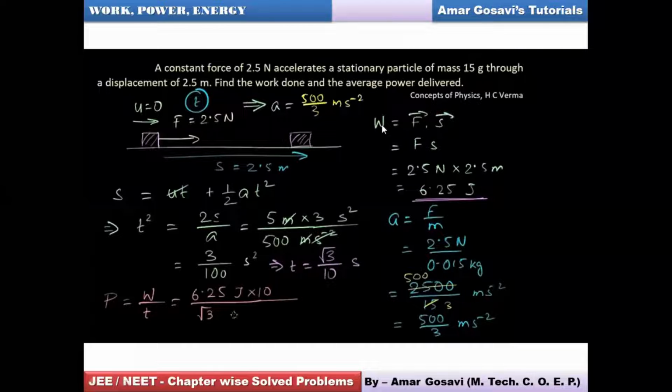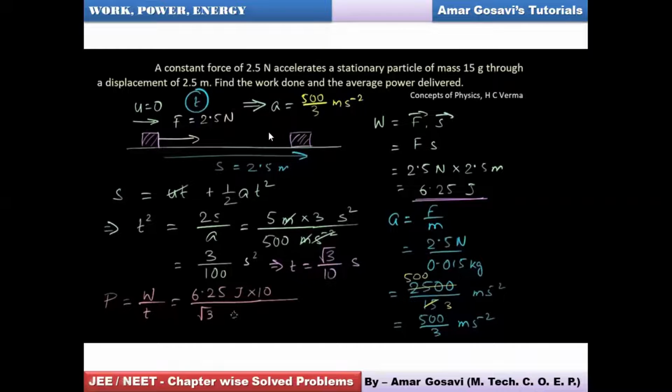Friends, in this problem, they say a constant force of 2.5 Newton accelerates a stationary particle of mass 15 gram through a displacement of 2.5 meter. Here initially the mass was at rest, so initial velocity is 0. You apply a force of 2.5 Newton, and it displaces the body by 2.5 meter. In this case you are supposed to find the work done and the average power delivered to this body so that it moves through 2.5 meter.